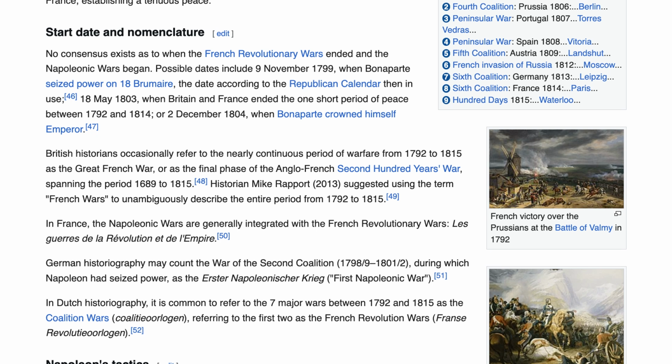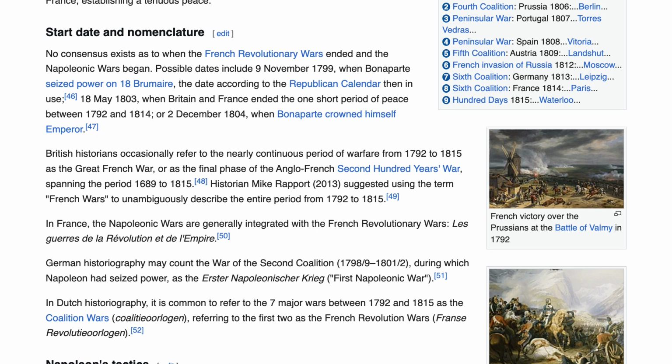British historians occasionally refer to the nearly continuous period of warfare from 1792 to 1815 as the Great French War, or as the final phase of the Anglo-French Second Hundred Years' War, spanning the period 1689 to 1815. Historian Mike Rapport, 2013, suggested using the term French Wars to unambiguously describe the entire period from 1792 to 1815.